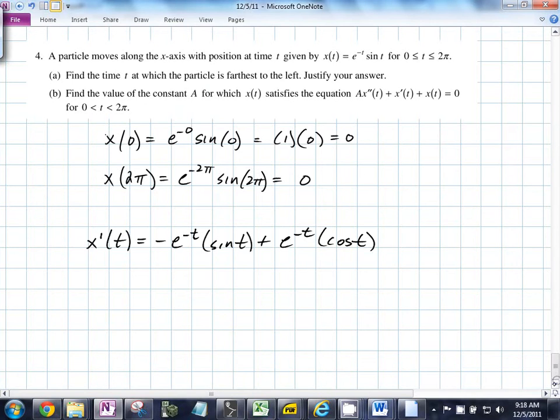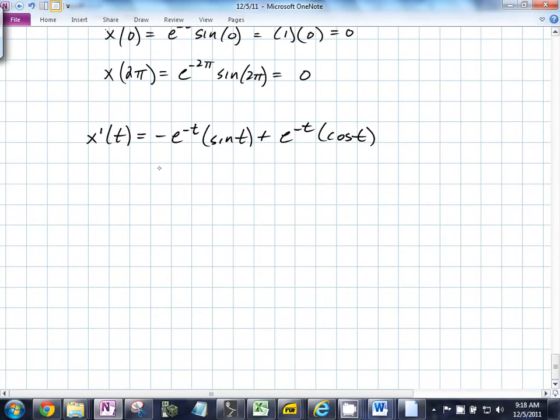Oh, it's not e to the t over cosine t. I'm sorry, I did it wrong. Sorry. e to the negative t cosine t is equal to 0. Is that correct? Why is this a nice thing to have? This setup right here.